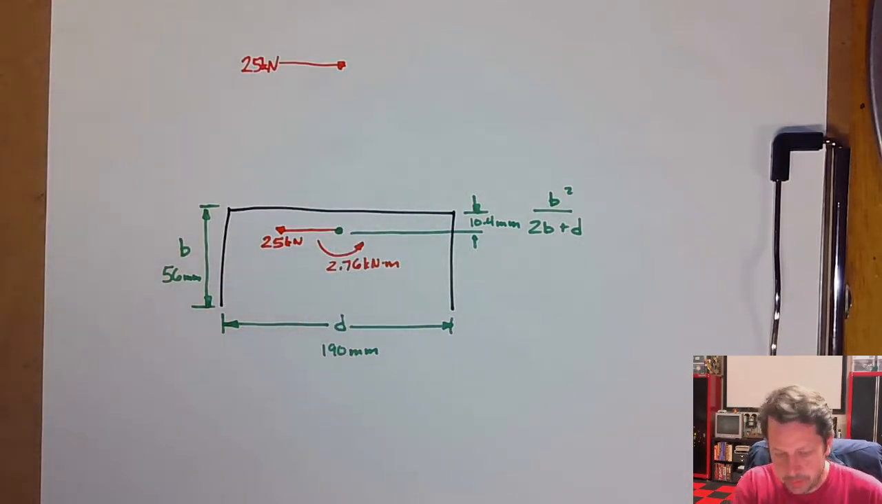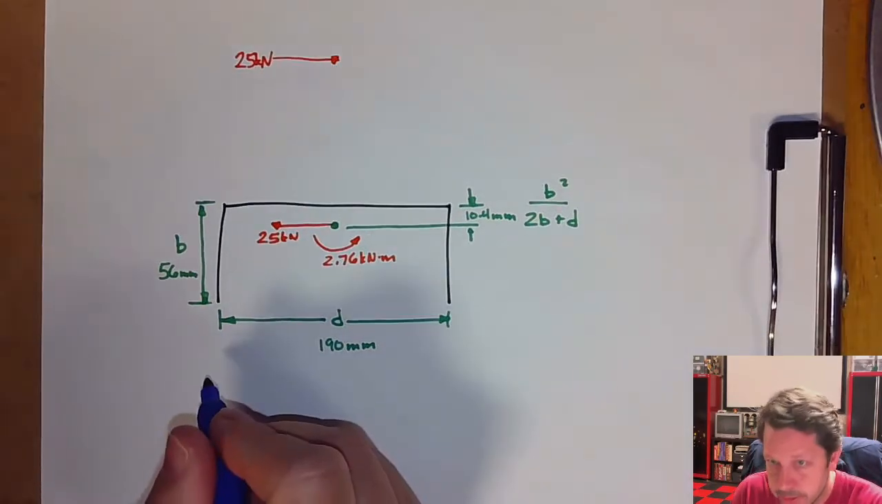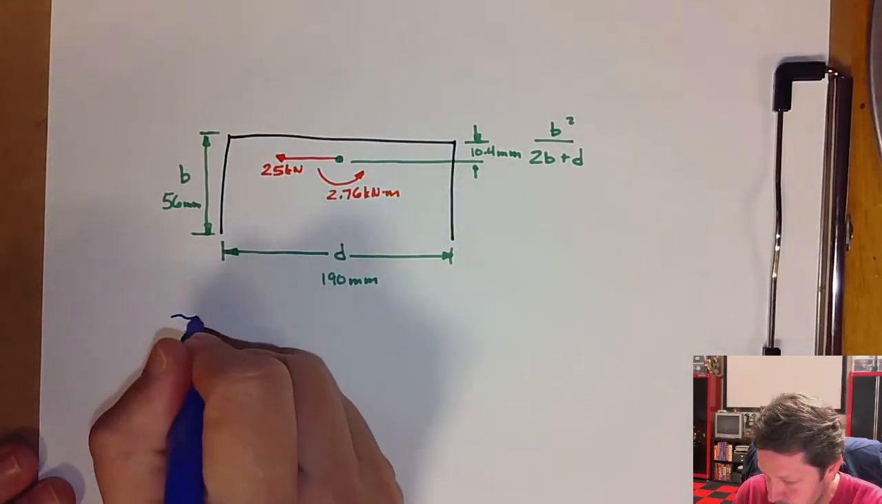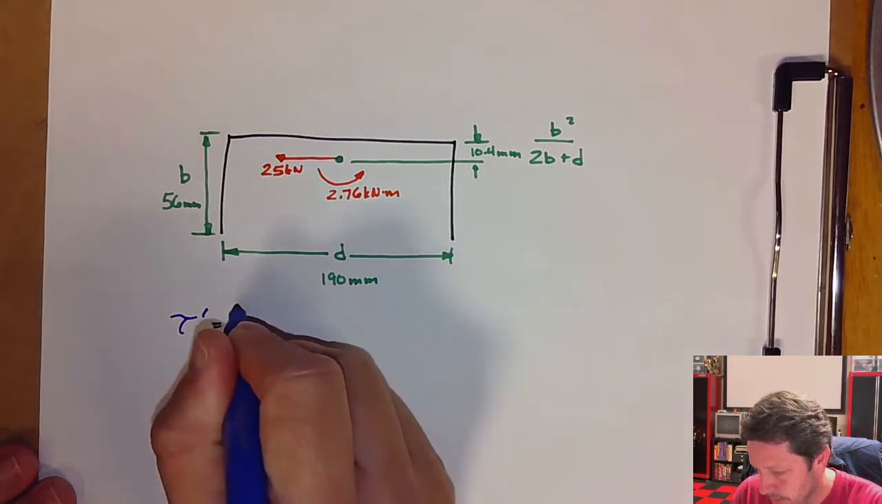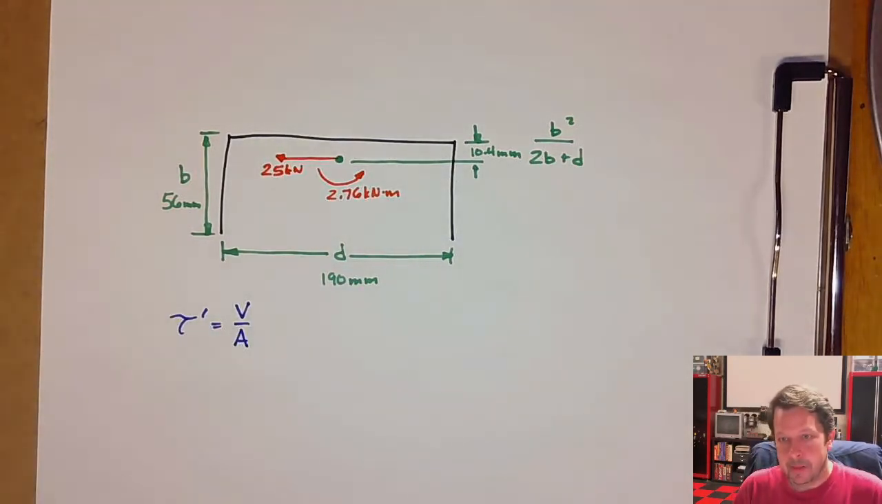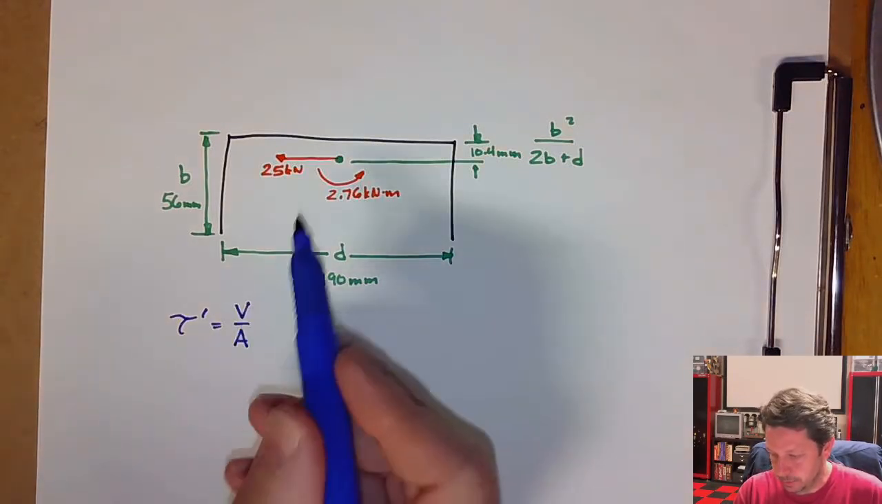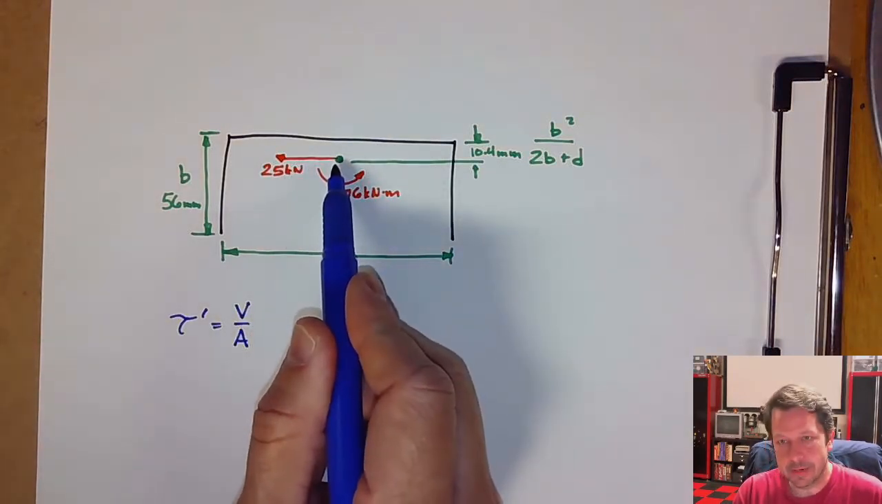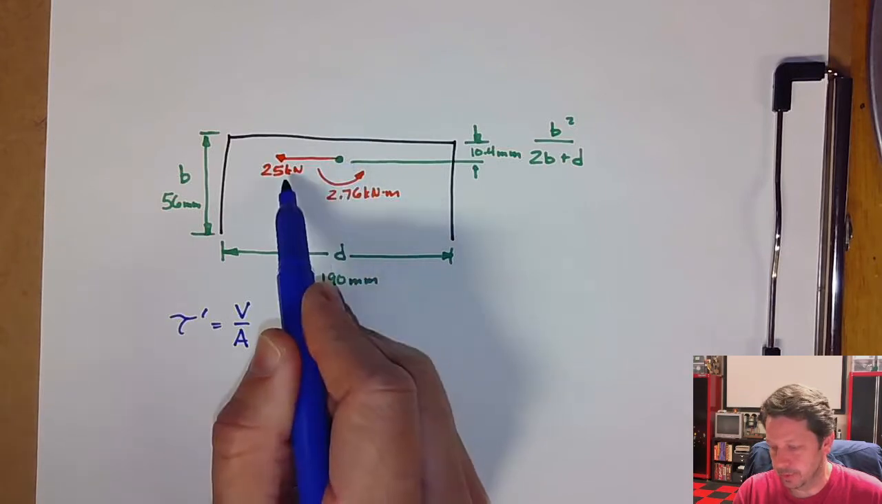Now what they go and do is they solve for the direct shear. So that's just tau prime, and it is the shear force over the area. The shear force that's applied to the weld group is all located right here at the centroid of the weld group, and is 25,000 newtons.